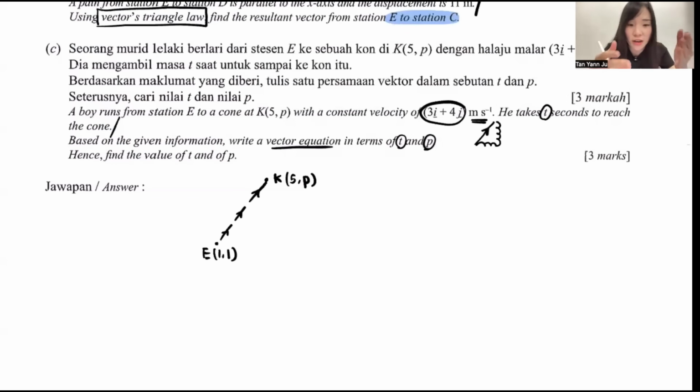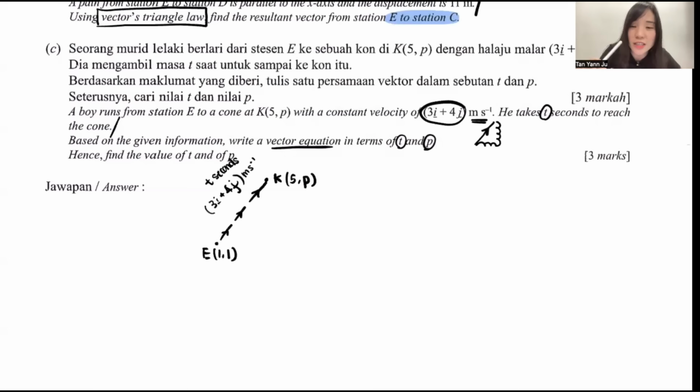The question only tells me coordinate E, only tells me coordinate K, and now they tell you that when I go up, it is 3i plus 4j. But this 3i plus 4j is meter per second, and it depends on how many seconds you use. And now they tell you they're using T seconds, correct? So how do you suddenly form an equation?